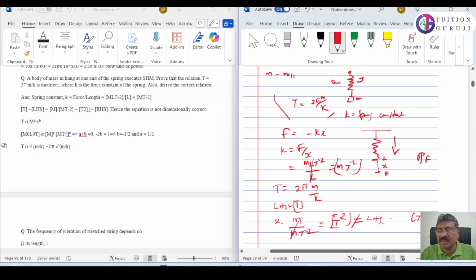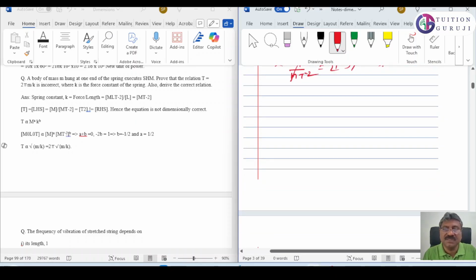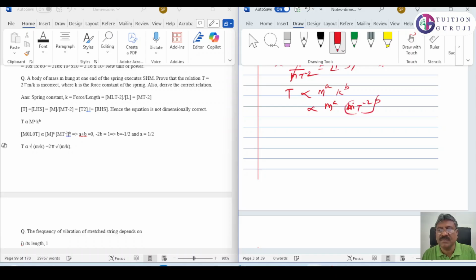Now the next part of the question says, if that is the case, what is the correct equation? Find out the correct equation. So it's given T is proportional to m raised to a and k raised to b. It is related to mass and the spring constant. So what is the relation we have to find out. We know that k is MT raised to minus 2, raised to b. So T is proportional to m raised to a plus b and T raised to minus 2b.